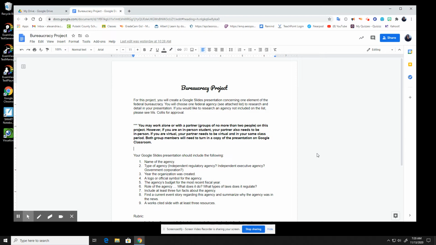So you will see a couple of stars here. So it says you may work alone or with a partner. So you can work by yourself or with a partner, but that means groups of no more than 2. So please do not ask me to work in groups of 3 on this project.